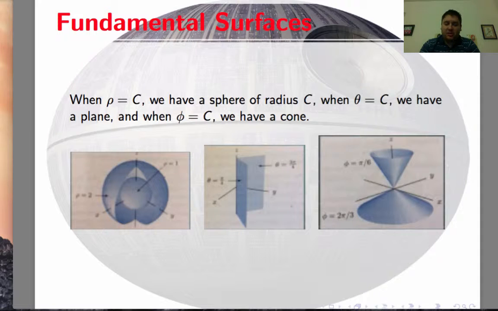If theta is equal to c, just like in cylindrical coordinates that we just did, you get a plane or a half plane. And when phi is equal to c, interestingly enough, you get a cone. So you see here, if phi is equal to pi over 6, you get a narrower cone. And if phi is 2 pi over 3, you get a wider cone that's opening downwards for some reason. Something to think about, I guess. So these are your fundamental surfaces for spherical coordinates.